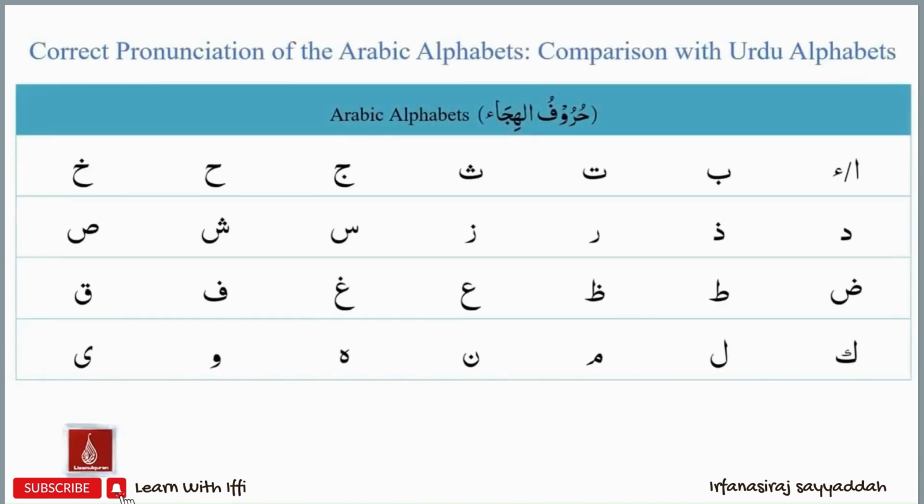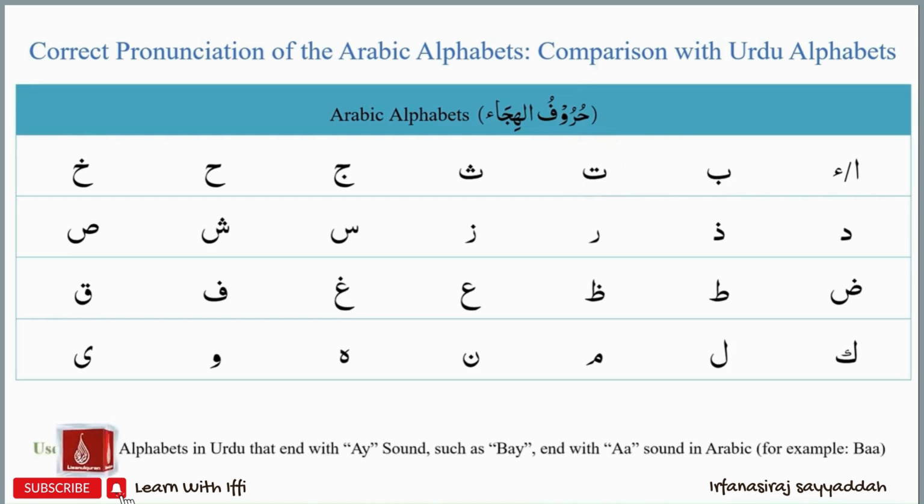For the students who are familiar with the Urdu text, you will realize that several alphabets in Arabic or huruf al-hija are written in the same way as they are written in the Urdu text. However, it is important to know that several of these alphabets in Arabic are pronounced differently as compared to Urdu. For example, this is ba in Arabic. In Urdu, we would call this be. Similarly, this is ta in Arabic, but in Urdu, we would call this te.